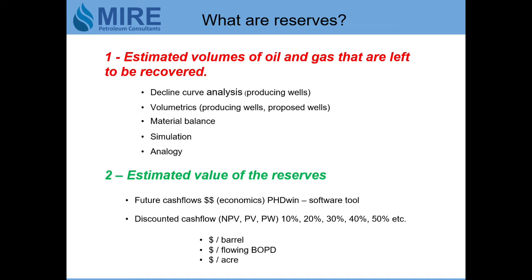And then sometimes in the shale plays, people will say, well, we just sold our 1,000 acres for $10 million. So that will be announced publicly, sometimes or through trade journals. And so we can come up with a value knowing the dollars per acre. So we can use these other methods to value reserves, but the main one, and the one we're going to talk about today, is the future cash flow discounted cash flow method, and that's what we use PHDWin software for.